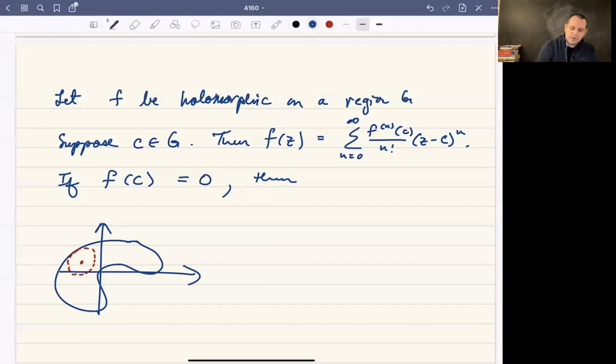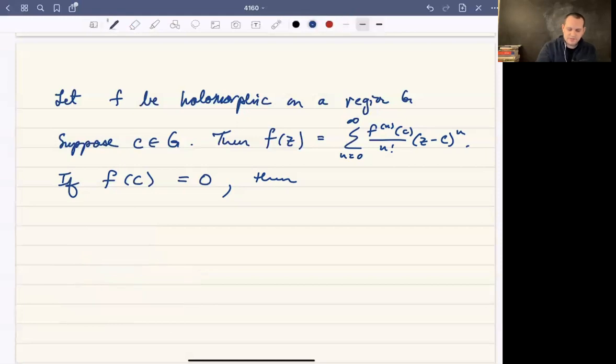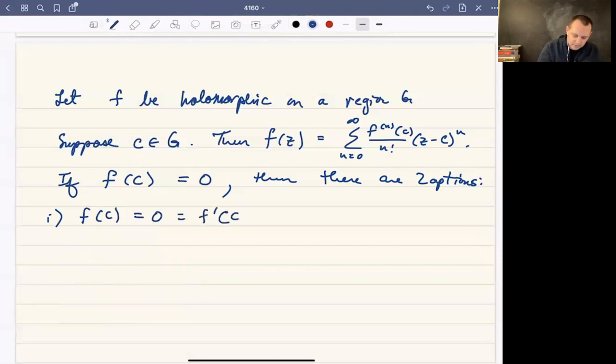What we want to do is study what happens when f of c is 0. It turns out that when f of c is 0, there are basically two options. The first option is that f of c is 0, of course, the derivative of f is 0, the second derivative is 0, and so on.